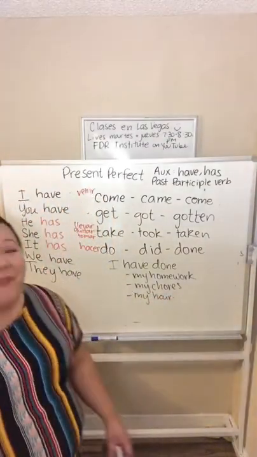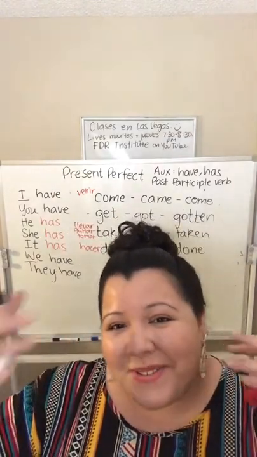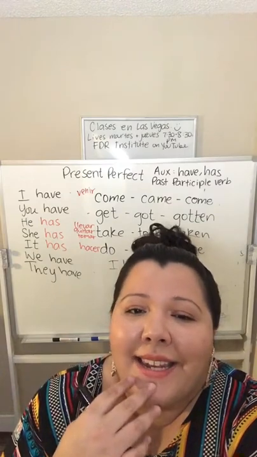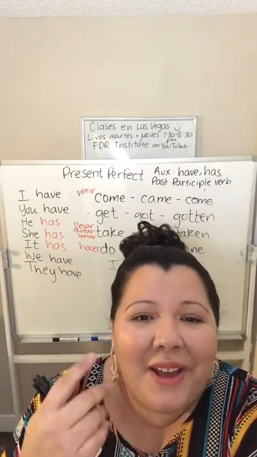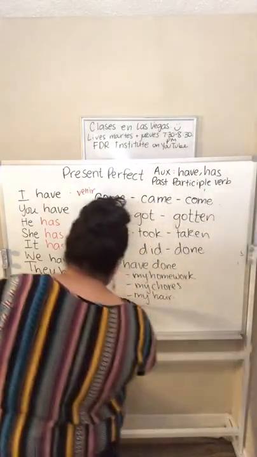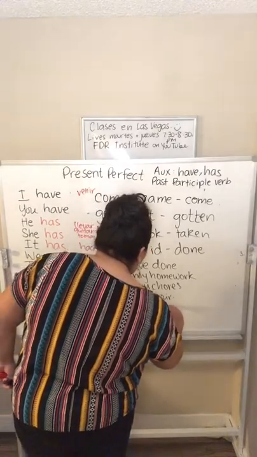Y guys, es bien común utilizar done también, like get your hair done cuando recibes un servicio. So like, let's say, I have gotten my hair done. I have gotten my nails done. I have done my laundry. That's a good one. I have done my laundry. I have done the dishes.